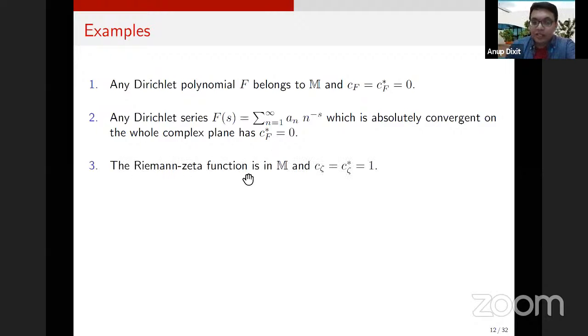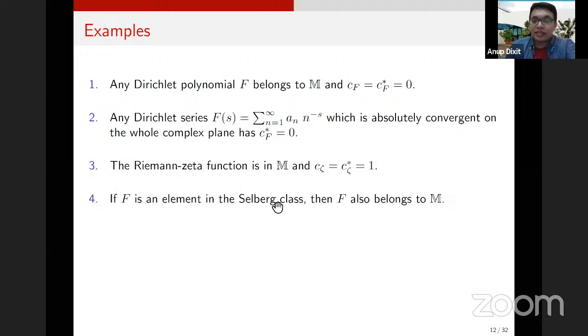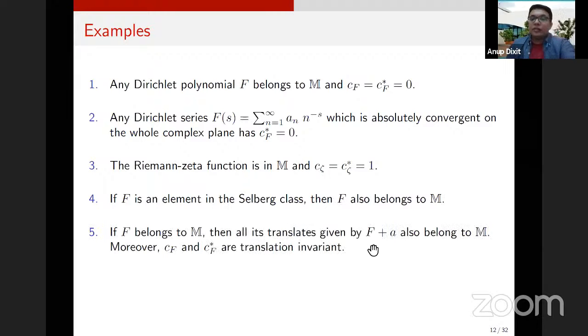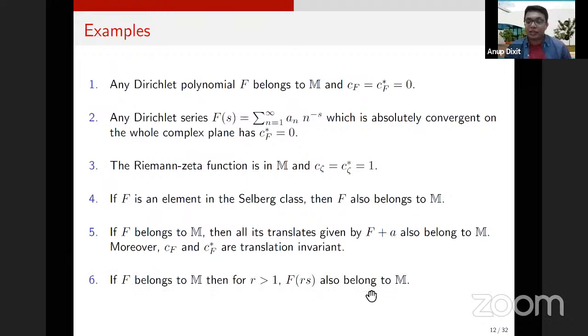And then, of course, the Riemann zeta function is in this class. The Selberg class is in this class, and CF, C zeta and C zeta star will be 1, because the degree is 1 for the Riemann zeta function. If F is in the Selberg class, then F is also in M. Furthermore, translates of F are in M, and so is F of RS. In these two cases, the CF of the translates will be the same as CF, and C of F of RS will also be the same as CF.